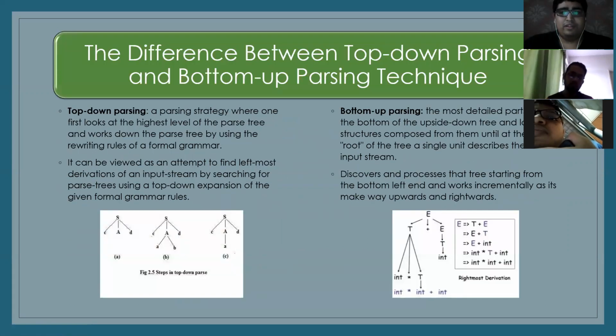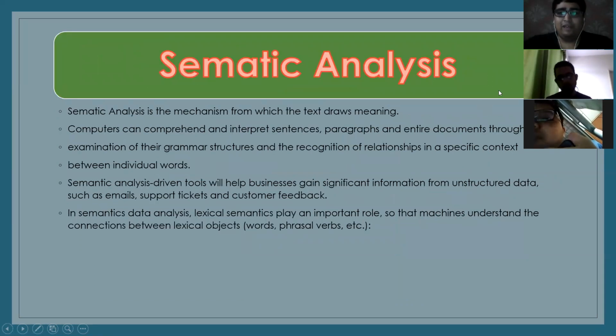The differences between top-down parsing and bottom-up parsing. Top-down parsing is rewriting the formal grammar, while bottom-up parsing describes the entire input, which is upside down from the right side up. The top down is the right side up. Okay, I give it to Daniel Aiman.